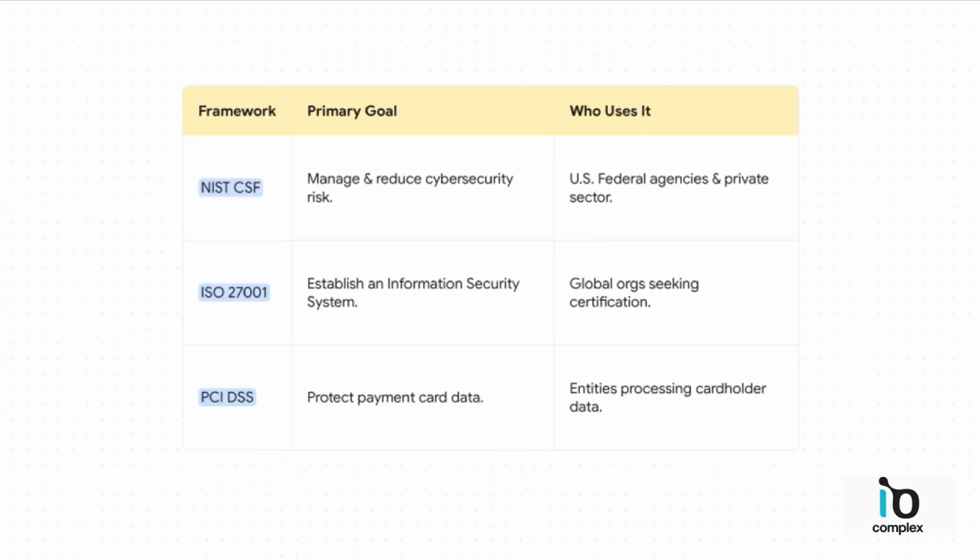Now, while there are a ton of these frameworks out there, an analyst is going to run into these three all the time. The NIST CSF, that's a flexible guide for managing risk. ISO 27001 is a global standard for organizations that want to get formally certified. And then there's PCI DSS, which is a very strict mandatory rulebook for anyone who handles payment card data. Each one gives you a slightly different lens to view security through.